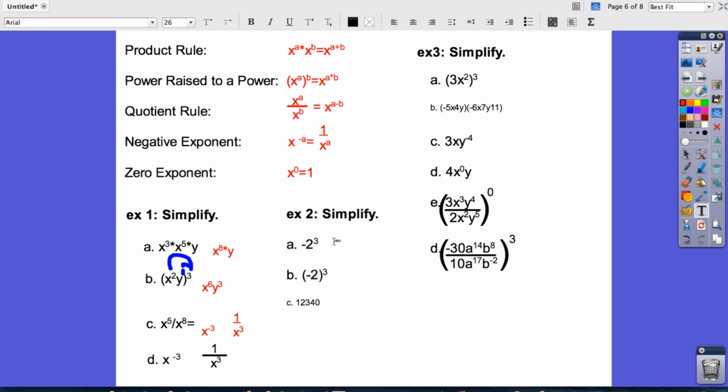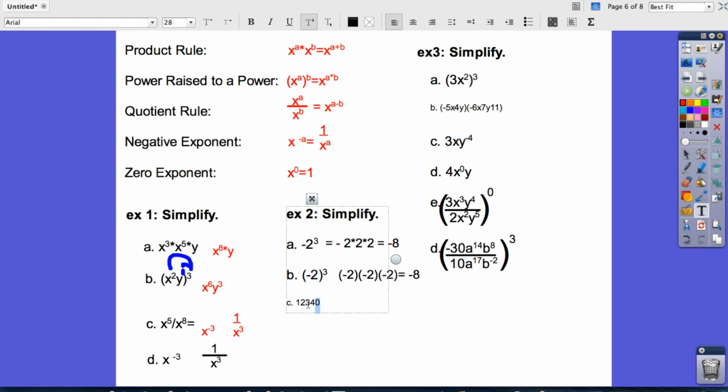Example 2 has 2 very similar problems, but I want to make sure that you see the difference. This negative 2 to the third power really means negative 2 times 2 times 2. Notice there's only one negative that's shown because only the 2 is being cubed, so that's equal to negative 8. In the example below, the whole negative 2 is being raised to the third power. So that's really saying negative 2 times negative 2 times negative 2, which in this instance actually turns out to be the same thing as negative 8. But they're 2 very different problems.